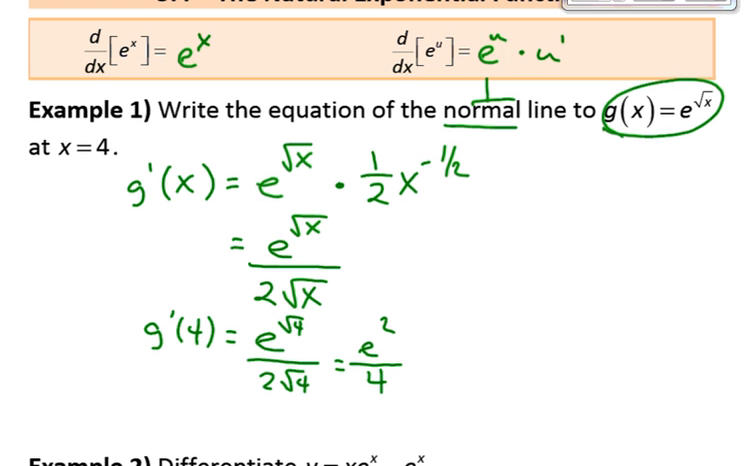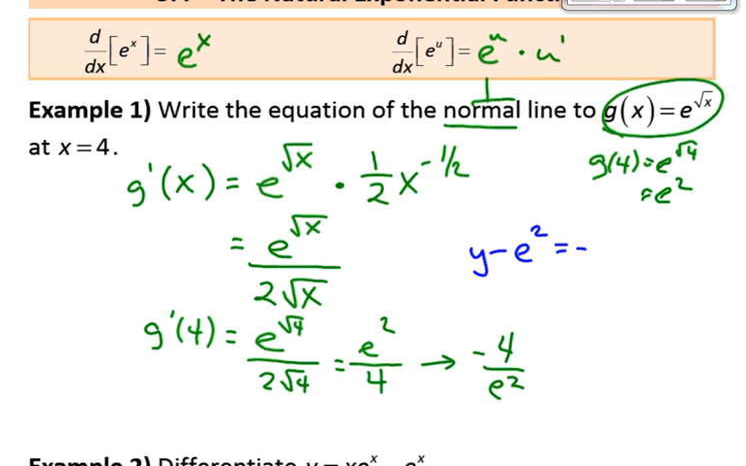Now, since that's the slope of the tangent line, we need to find the slope of the normal line, so we're going to take the opposite reciprocal of that, which is negative 4 over e squared, and there's my slope. Now, I also need to find the point, so at 4, I need to know what g actually is at 4. So g of 4 is e to the square root of 4, or just simply e squared. So to write my equation now, we have y minus e squared equals my slope, negative 4 over e squared, times x minus 4, and that is the equation of the normal line.